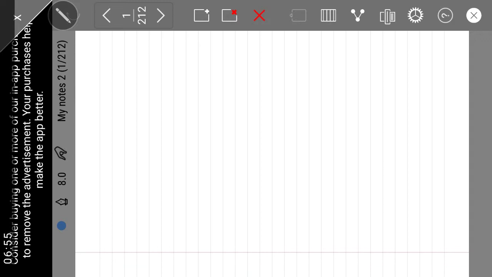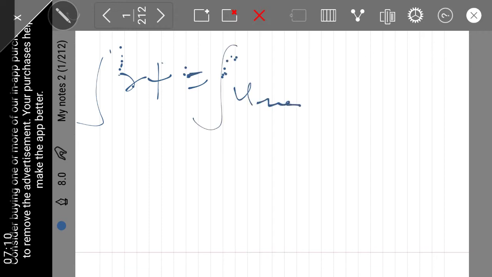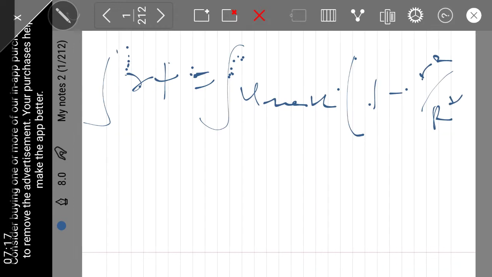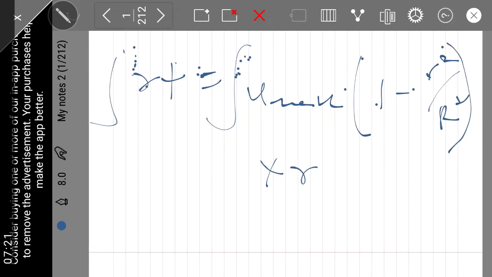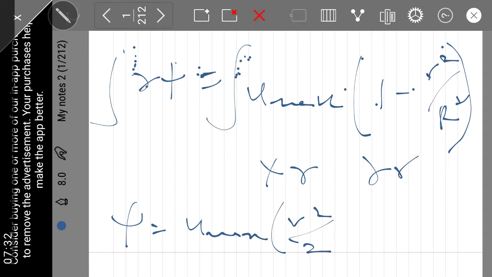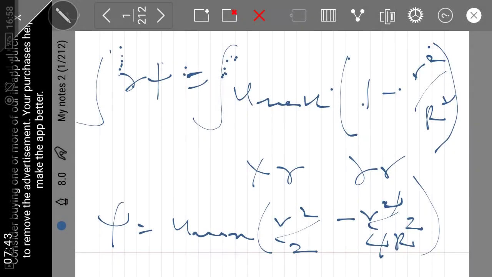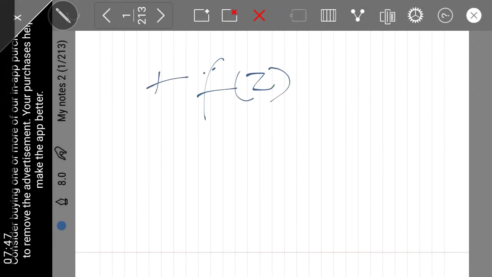Hence, we can write that psi is equal to the integral of Umax times 1 minus r squared over R squared, all in bracket, times r dr. If I carry out this integration, we are going to have psi equal to Umax times r squared over 2 minus r to the power of 4 over 4 R squared, plus f of z, a constant.